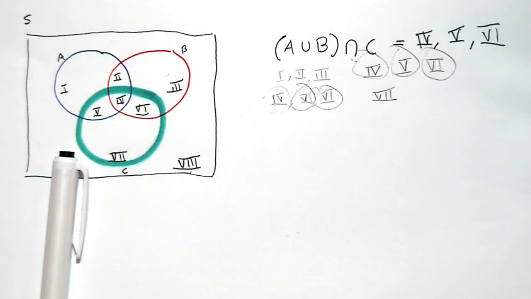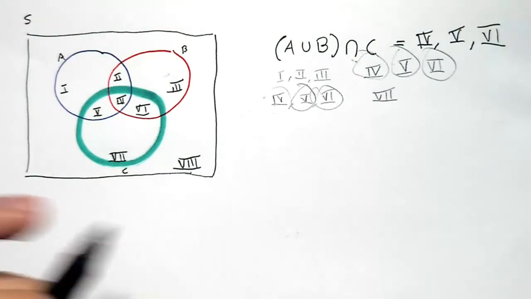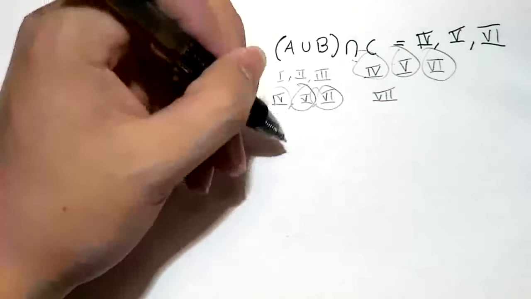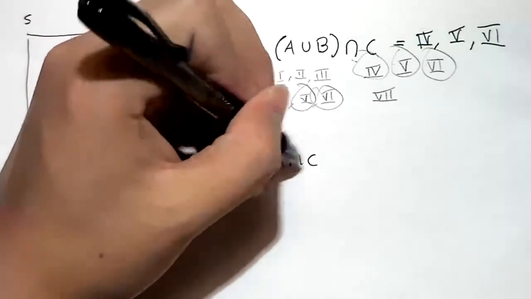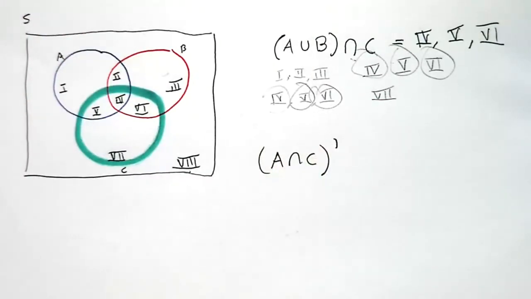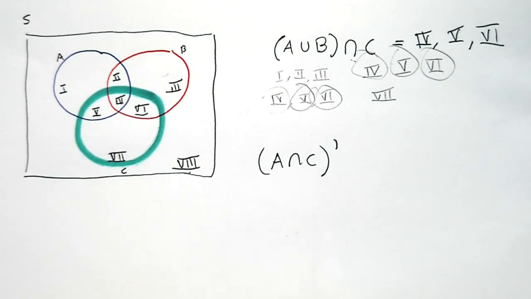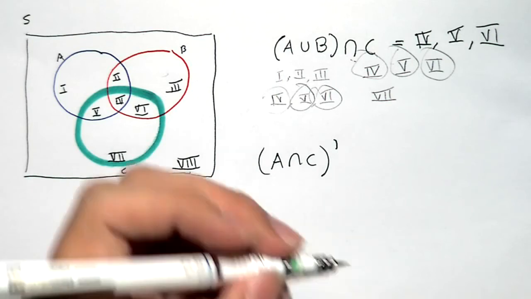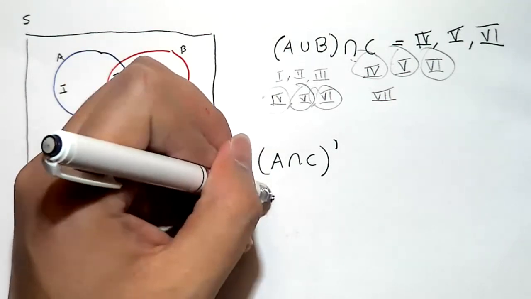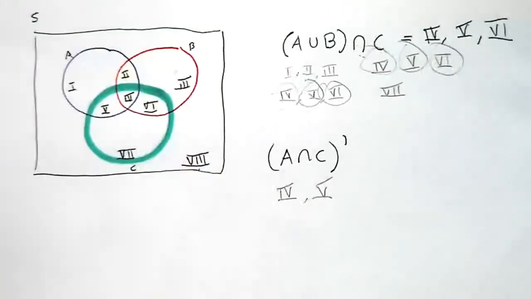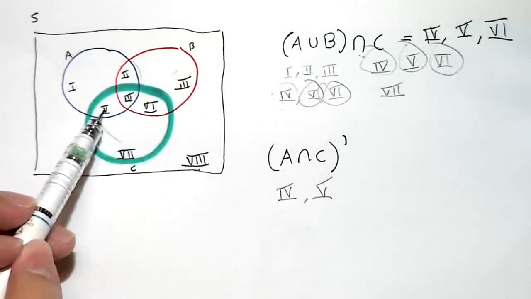And I would like to now figure out what is the complement of the intersection of A and C. The complement of the intersection of A and C. First of all, what is the intersection of A and C? Let's just look at this part. What's the intersection of A and C? 4 and 6. 4 and 5, right? There we go. Remember A, C, so 4 and 5.